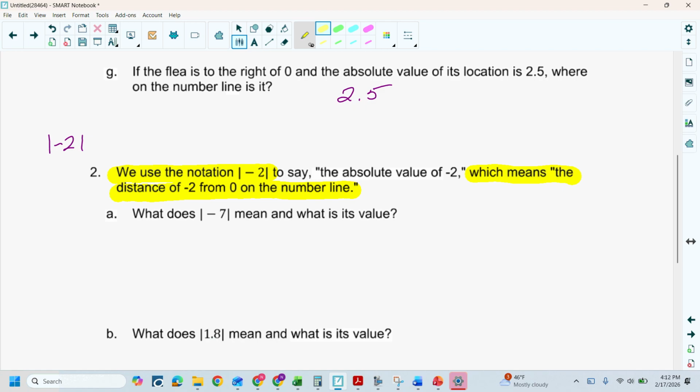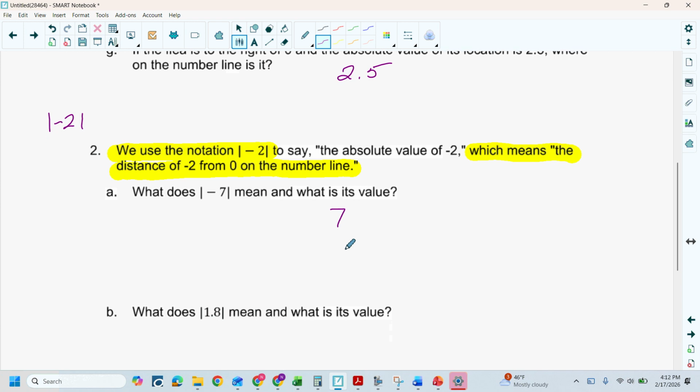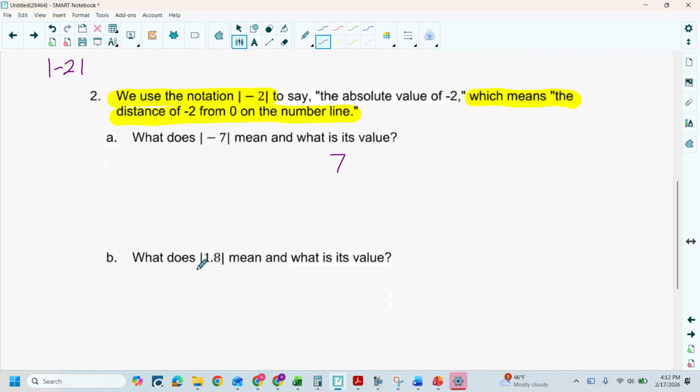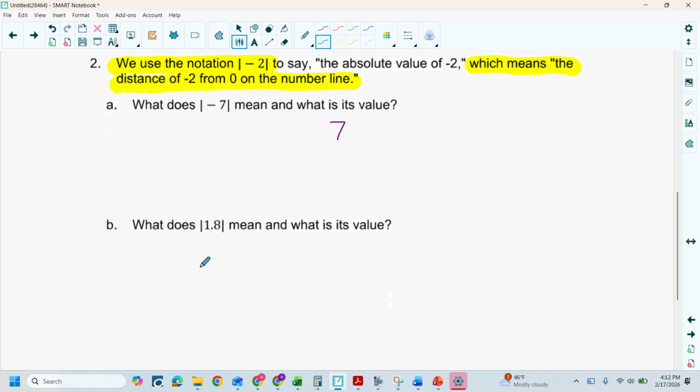So how far is -7 from 0? Well, it's 7. We just make the number positive. And if it's already positive, it stays positive. So how far is 1.8 from 0 on the number line? 1.8.